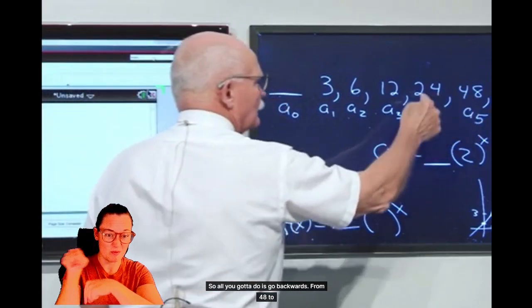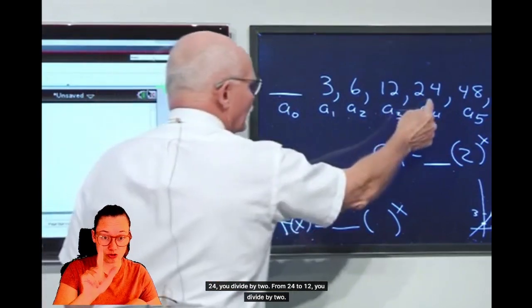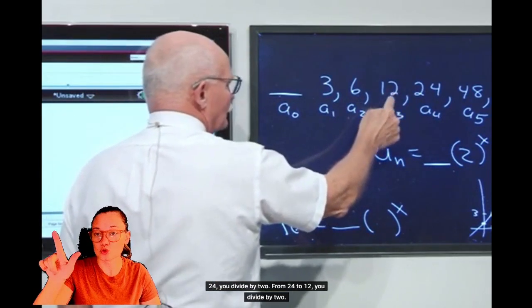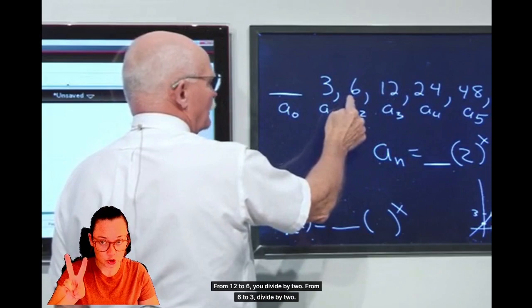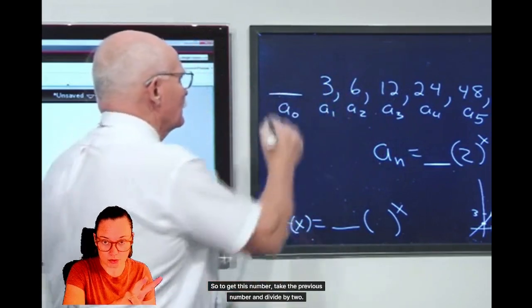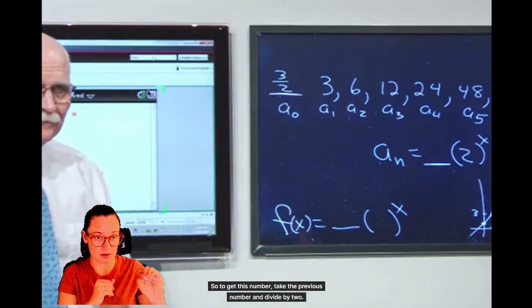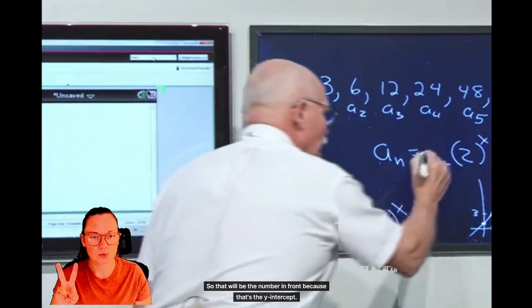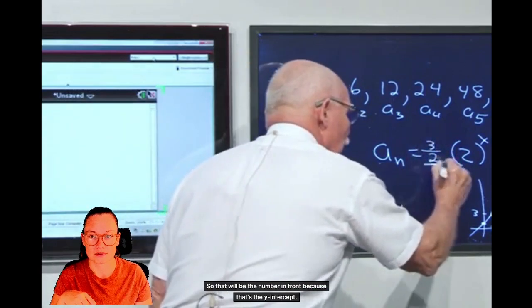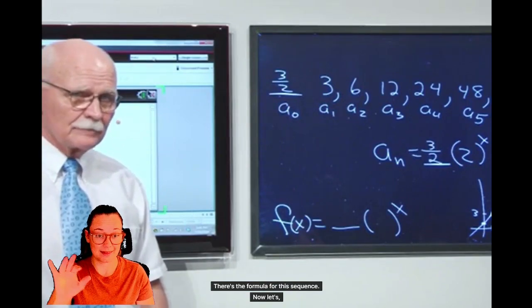From 48 to 24, you divide by 2. From 24 to 12, you divide by 2. From 12 to 6, you divide by 2. From 6 to 3, you divide by 2. So to get this number, take the previous number and divide by 2. So that will be the number in front, because that's the y-intercept. There's the formula for this sequence.